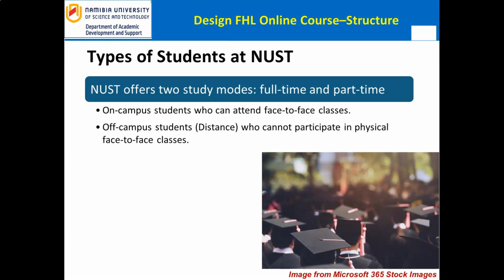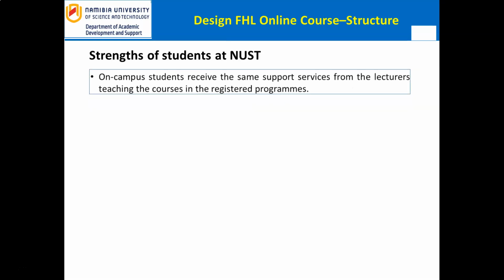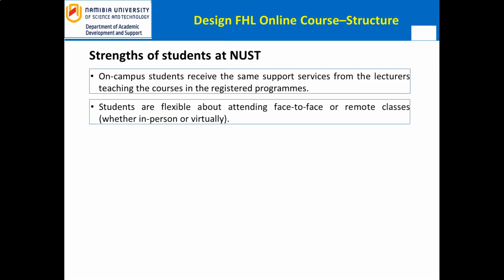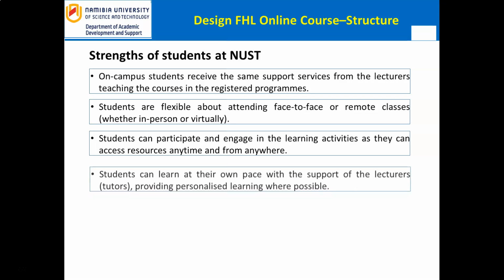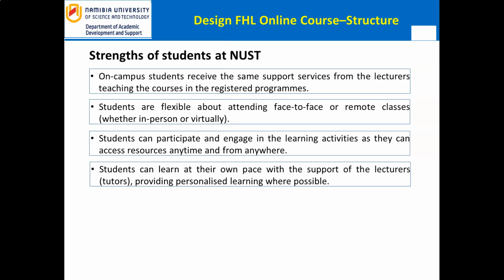Strengths and weaknesses of students at NUST. This section will discuss some of the strengths and weaknesses students experienced in the flexible hybrid learning model. Strengths. 1. On-campus students receive the same support services from the lecturers teaching the courses in the registered programs. 2. Students are flexible about attending face-to-face or remote classes, whether in person or virtually. 3. Students can participate and engage in the learning activities as they can access resources anytime and from anywhere. 4. Students can learn at their own pace with the support of the lecturers and tutors, providing personalized learning where possible.